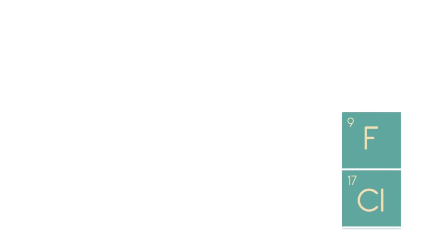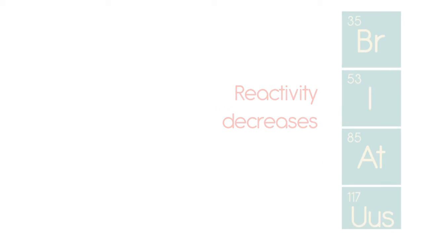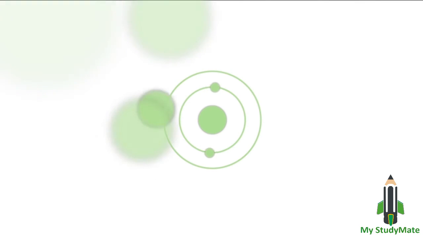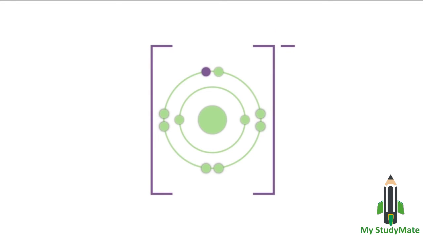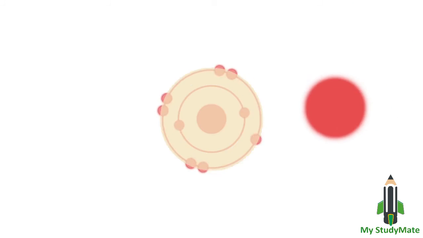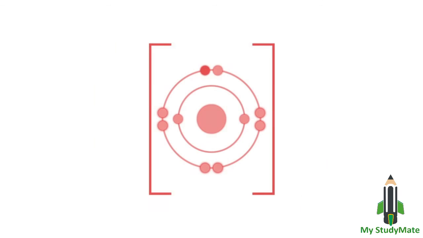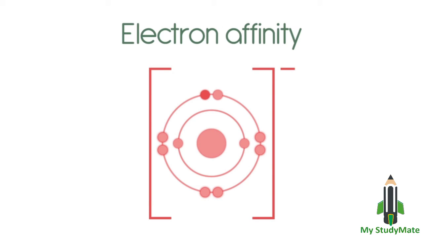Let's take the halogens as an example. Reactivity decreases moving down the halogens. Halogens each have 7 valence electrons and therefore accept an electron to form a complete octet and a negatively charged ion. So, the nucleus of a given halogen would need to attract the electron. The energy released when an electron is added to a neutral species to form a negative ion is known as the electron affinity. This determines the affinity of a species for attracting electrons.